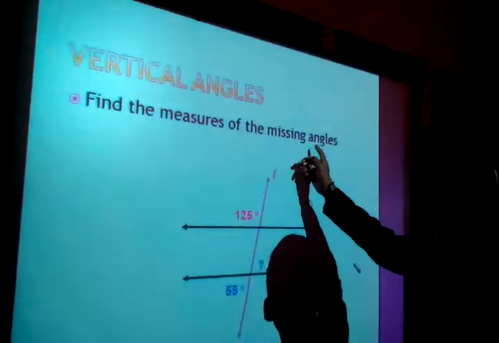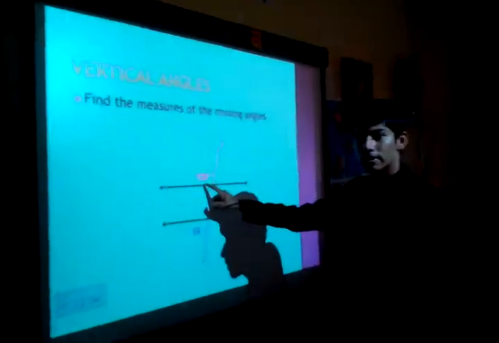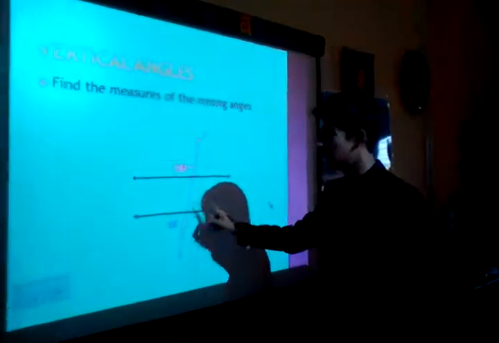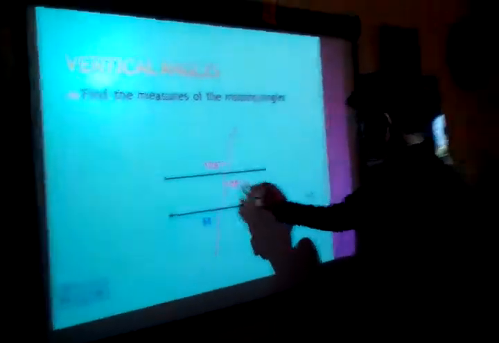Find the measure of missing angles. Now here this angle is 125 degree. So this angle would also be 125 degree by the vertically opposite angles. Here you can see that.